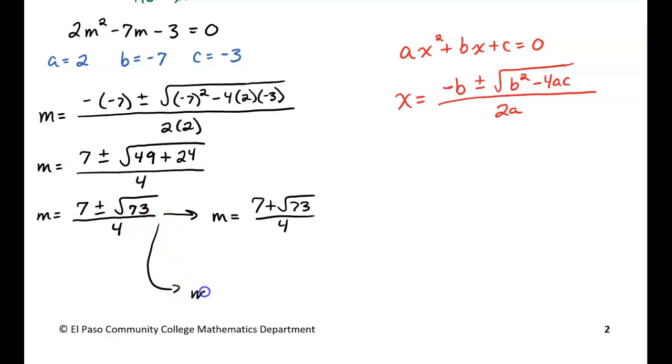We'll do a decimal approximation right now. Our other version, 7 minus the square root of 73 divided by 4. So if I wanted exact values, these would be exact. Let me write this a little higher here. If we wanted decimals, we're going to need our calculator. 73 divided by 4.